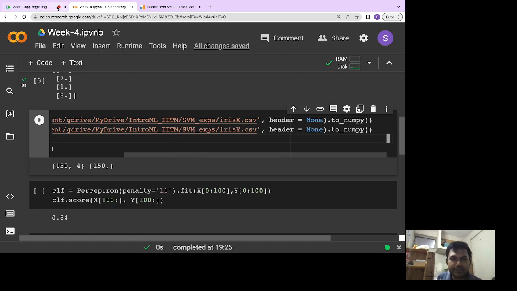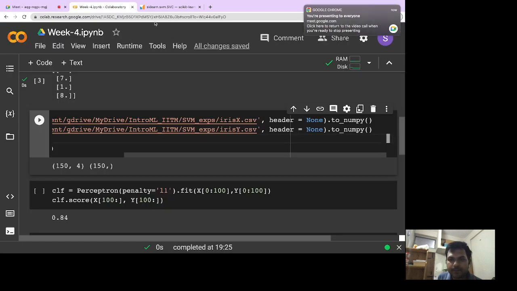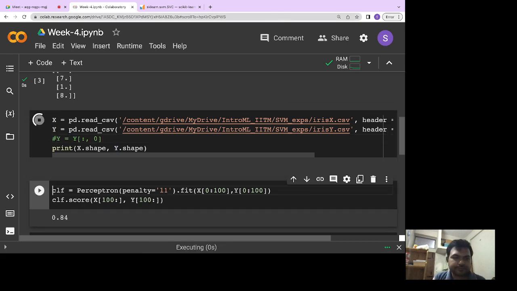There is no header in the CSV files. That is why the header is set to none. And finally, I'm converting them to NumPy arrays, both X and Y. So let's just comment this out and see what happens. So X is of shape 150 cross 4 and Y is of shape 150 cross 1.